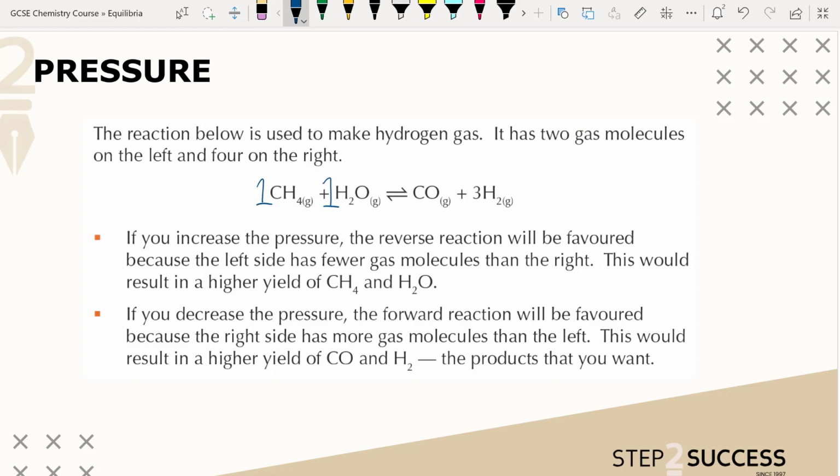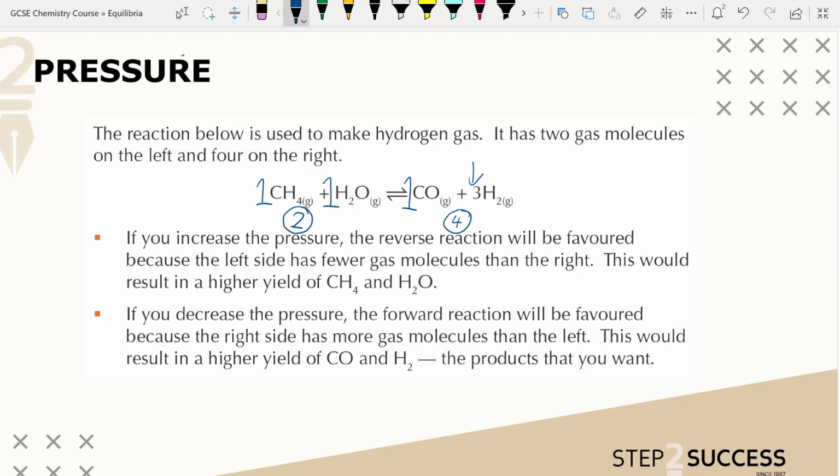There's 1 water molecule there, 1 carbon monoxide molecule there, and 3 hydrogen molecules there. So remember, if there's a big number there, that's how many molecules there are. If there isn't a big number there, there's only 1. So on the left-hand side, we have 2 gas molecules. On the right-hand side, we have 4 gas molecules.